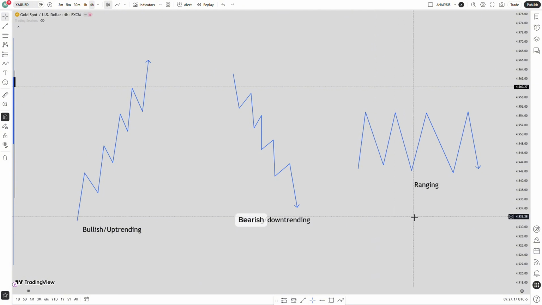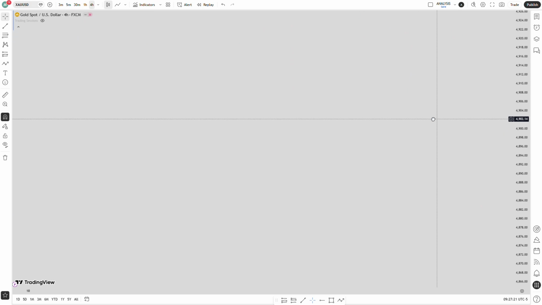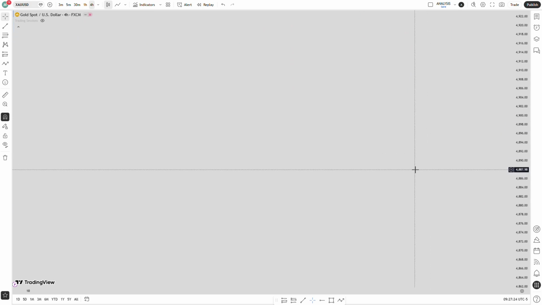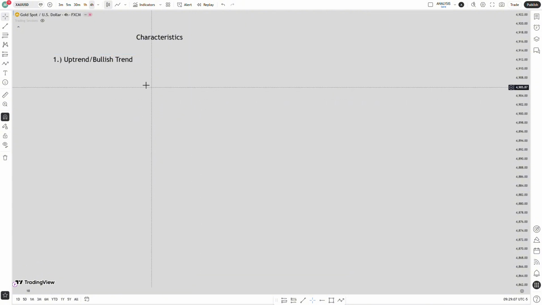Now, how do we identify when a market is uptrending, when it is downtrending, or when it is ranging? For the first one, the uptrend or bullish trend, the characteristics of the uptrend are what we should deal with first. What are the things you need to see on the chart to be sure that this market is in an uptrend?